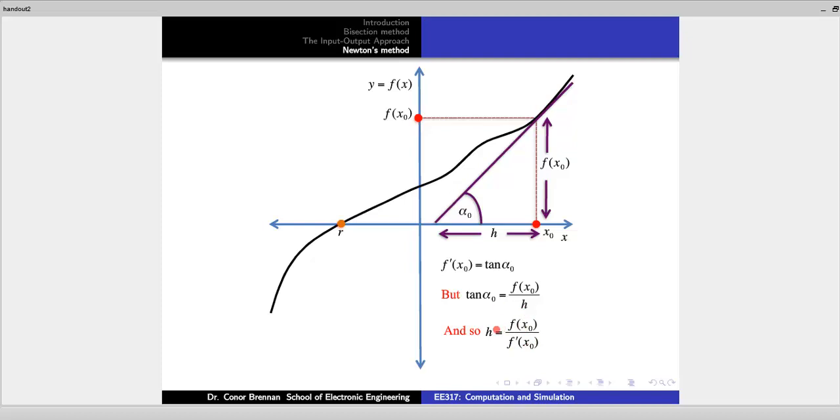And this is the update that we do in Newton-Raphson. We start off at x0 and we take away f(x0) divided by f'(x0). We take this away from x0. In other words, we start at x0, we take away h, we go from x0, we go to there. That's x1.